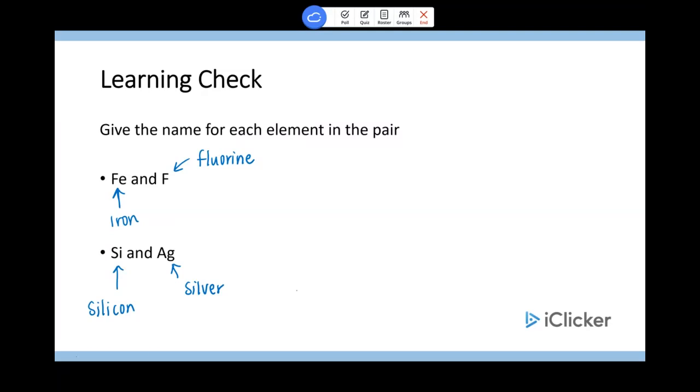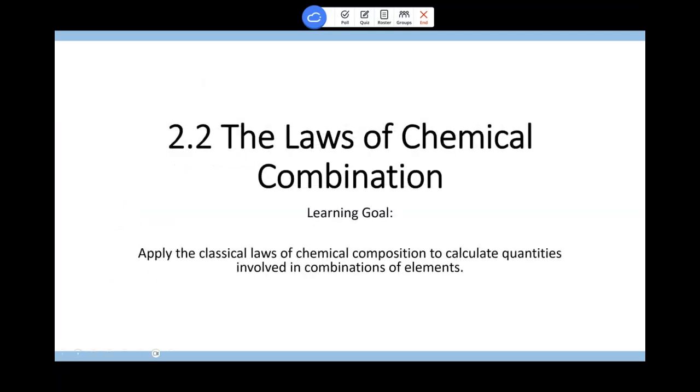No questions? Okay, so we are now going to talk about laws of chemical combination. So how we know that atoms can come together, what it means when something goes through a chemical reaction, what atoms are left over, things like that. So we'll learn about laws of chemical composition and then calculate quantities involved in combinations of elements.